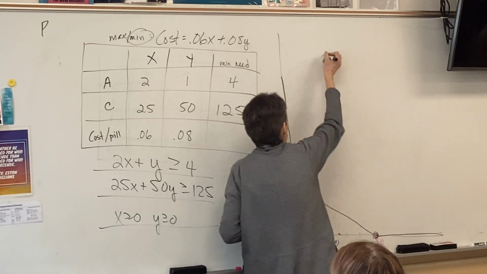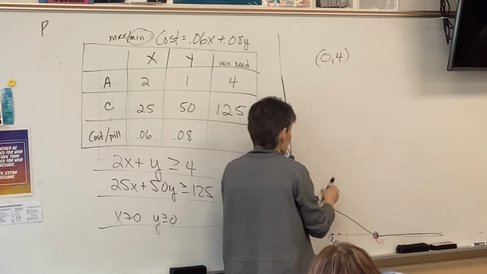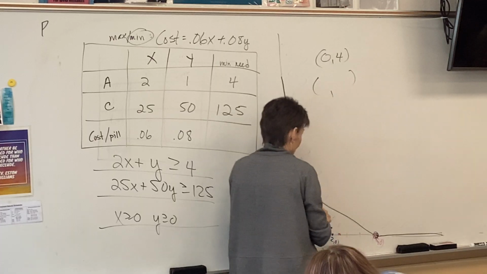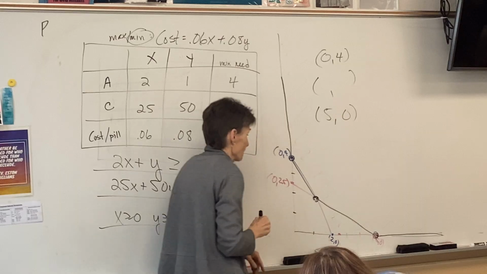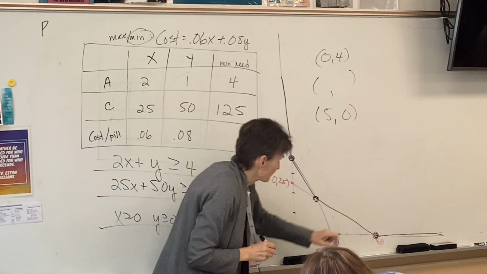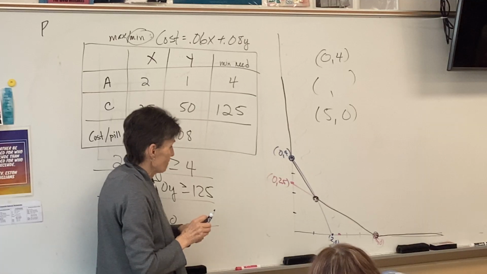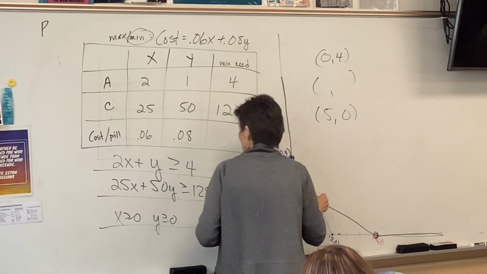So we've got 0, 4. I don't know what that is. I'm gonna have to figure that out. And I got 5, 0. Those are my points. All right, anybody remember how we find that point?